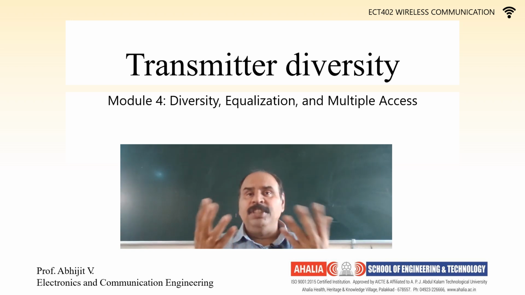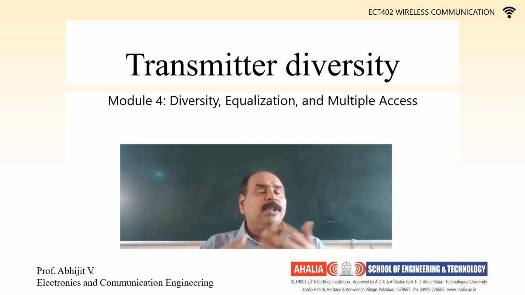Receiver diversity. Now we are coming to the next part where we have multiple transmitters, and for simplicity we will consider only one receiver. In MIMO systems we have both multiple transmitters and multiple receivers. So today we will be considering a condition where we have multiple transmitters and a single receiver.